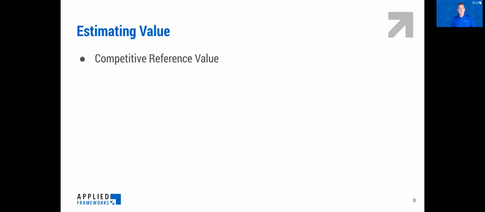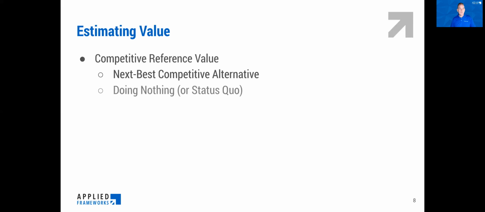So the first way to estimate value is establishing a competitive reference value. So what is the next best competitive alternative for your customer? In some cases, this is doing nothing or the status quo for the customer. So that may be a good place to think about what someone's doing today as a reference point for establishing your initial idea of value and then getting into modeling.